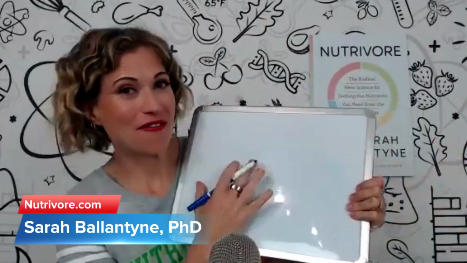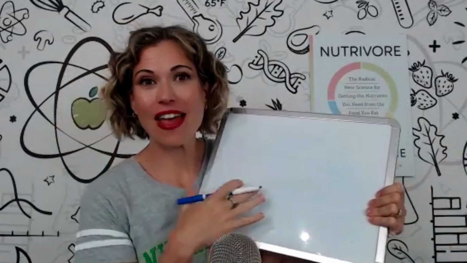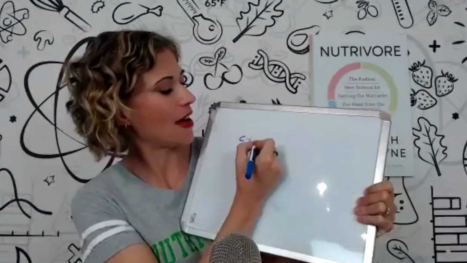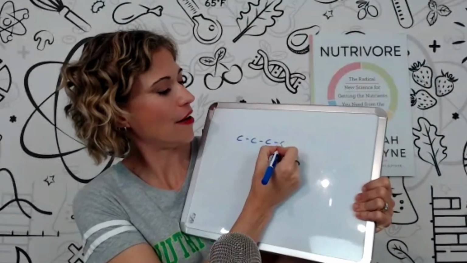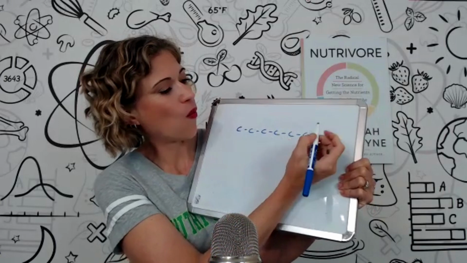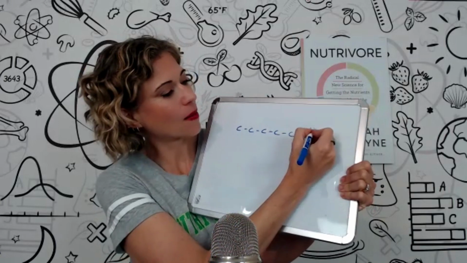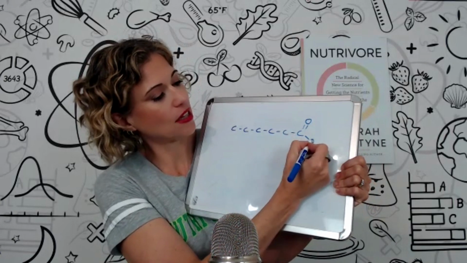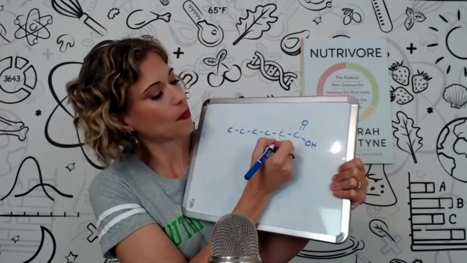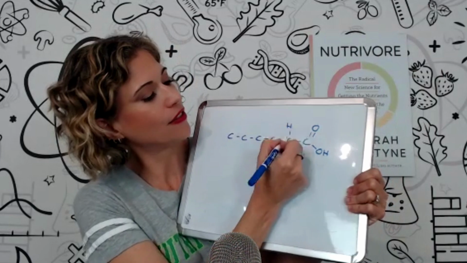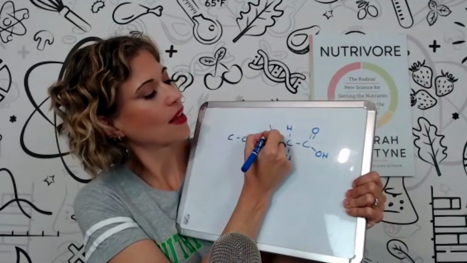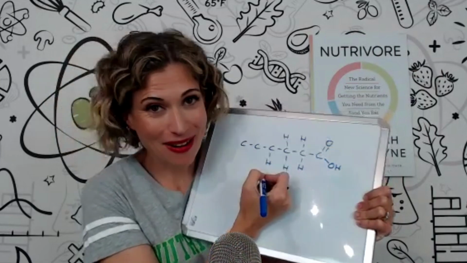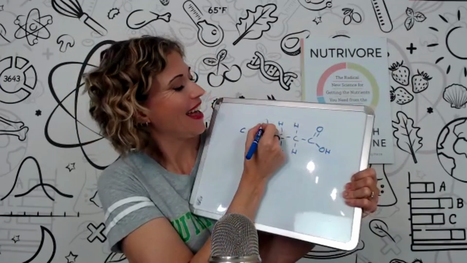All right, so fatty acids all have a really similar chemical structure. They are an entire chain of carbons, and at one end, that carbon has a double bond to one oxygen and a single bond to an oxygen and a hydrogen. The rest of these carbons have hydrogens attached. So this is sometimes called the hydrocarbon chain.